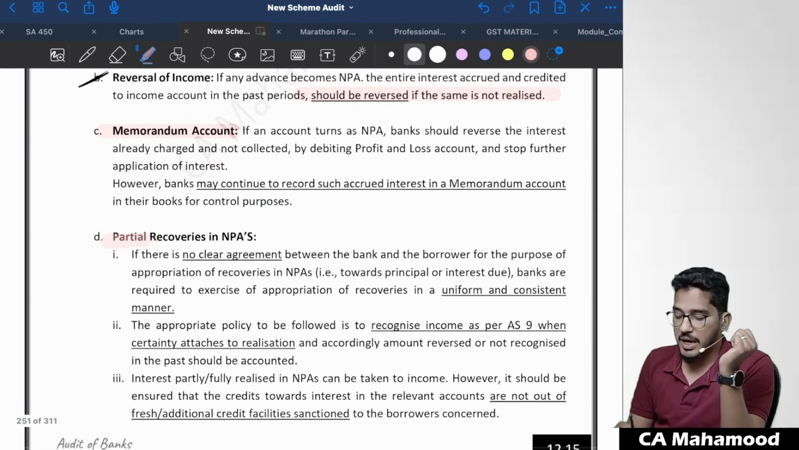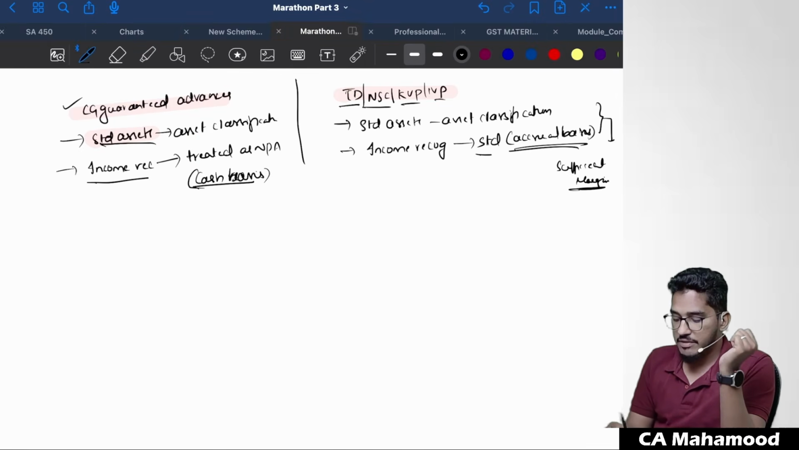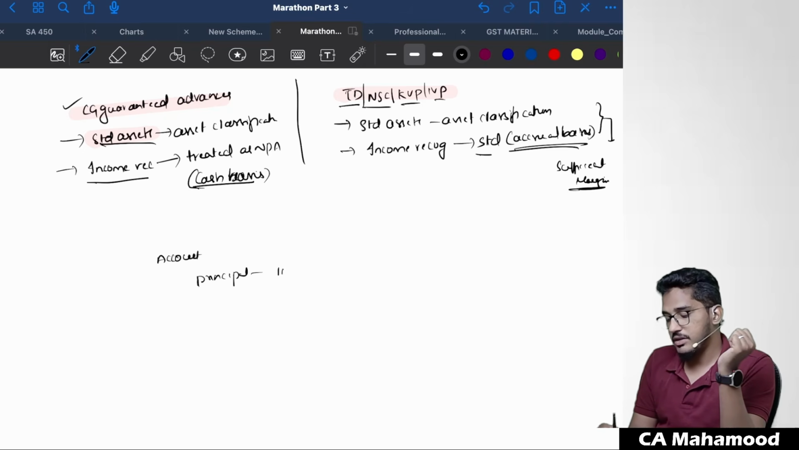And sir, what if there is a partial recovery in NPA? I will try to explain what this partial recovery is. Take for example, there is one account. The bank has given one loan. In that, principal outstanding is 10 crore rupees. Interest outstanding is 2 crore rupees.